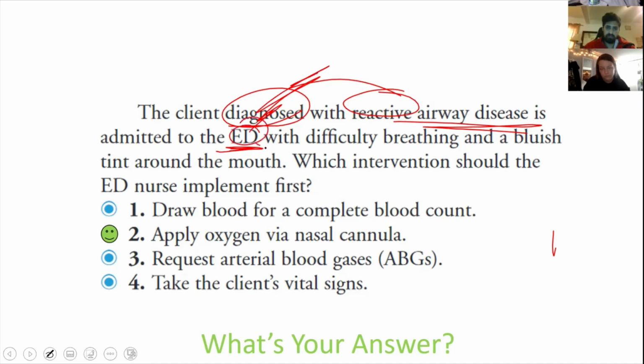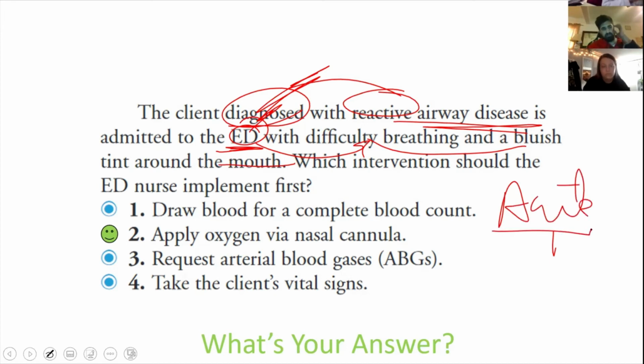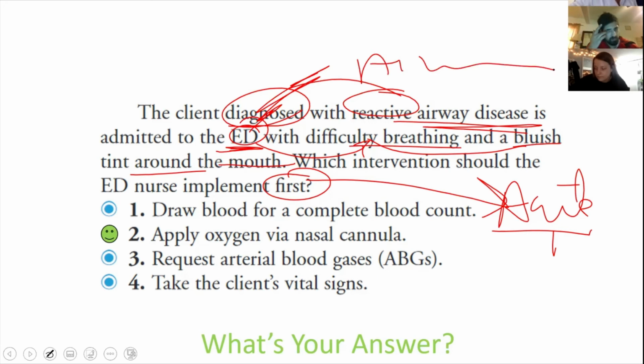In case you didn't know that was acute, they're having difficulty breathing. In case you didn't know it was a problem, they're also bluish tint around their mouth. Okay, so this is an acute question, period. So what are you going to implement first on an acute patient that is blue around? It's not like they're taking amiodarone, right? I mean, this patient is hypoxic.